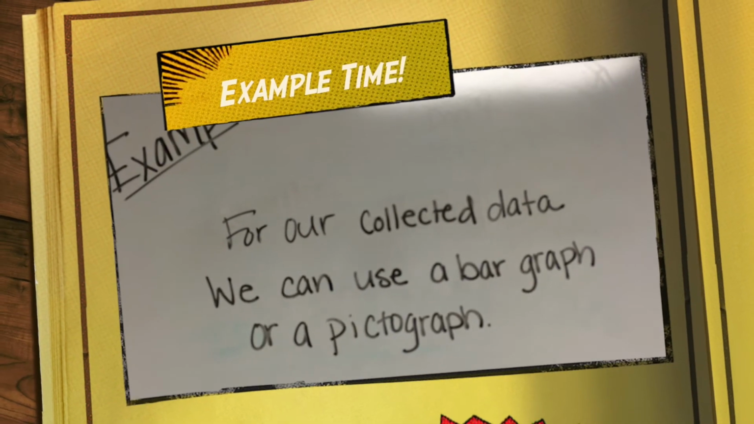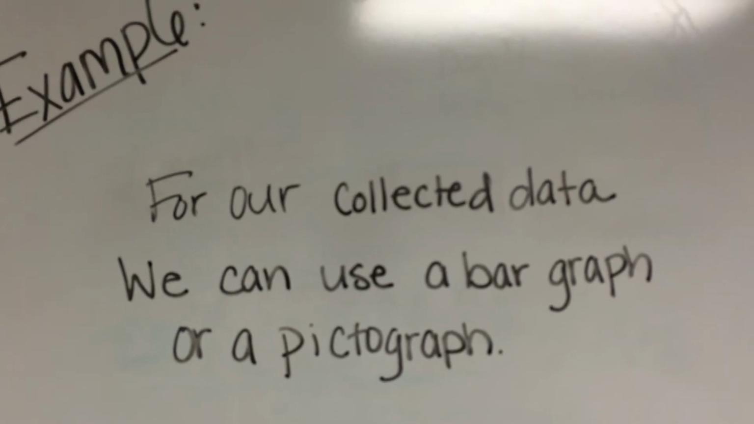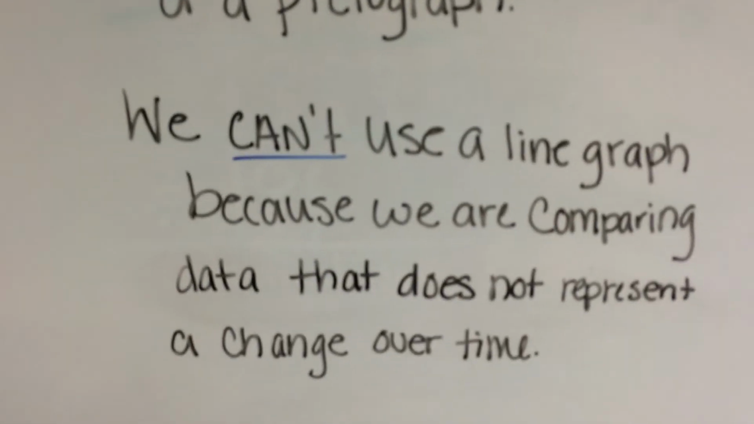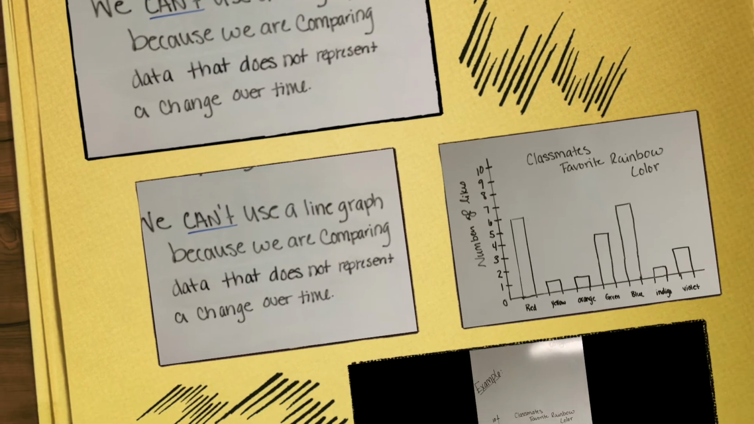Let's go back to our example of our classmates' favorite rainbow color. For this collected data, we can use either a bar graph or a pictograph. We can't use a line graph for this data because we are comparing data that does not represent a change over time.